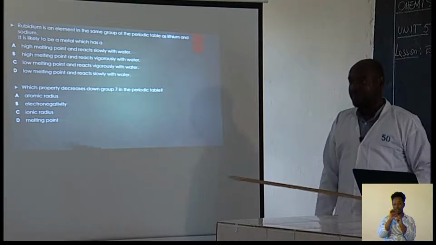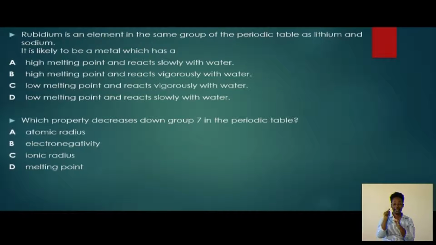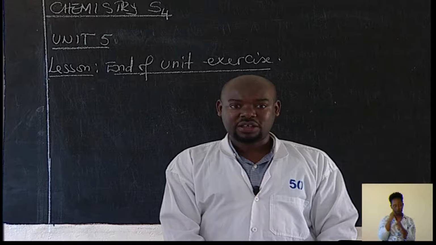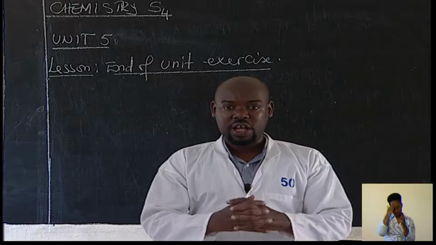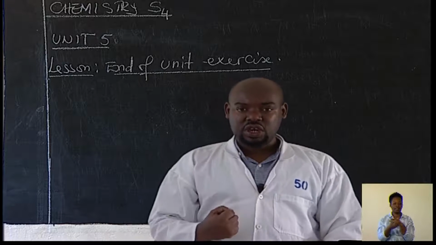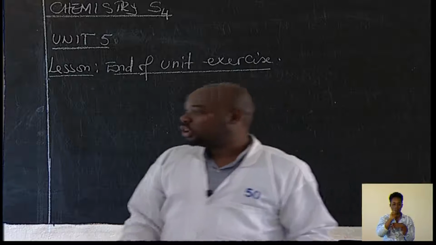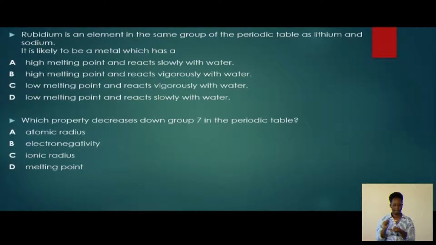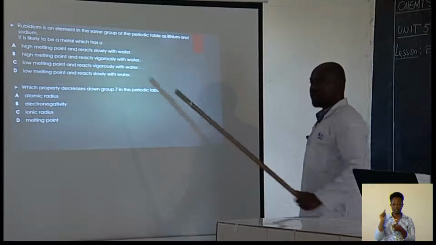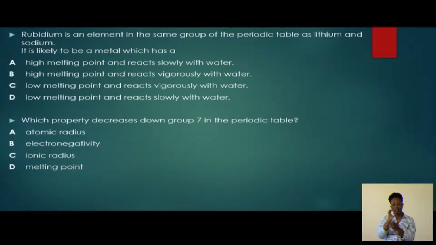Electronegativity. The electronegativity decreases as you move down the group. We know that. The attraction, nuclear attraction, becomes weaker, and then the tendency of attracting extra electrons reduces. So the electronegativity decreases. And I guess this is the property we want. Why? Because C and D are also wrong.